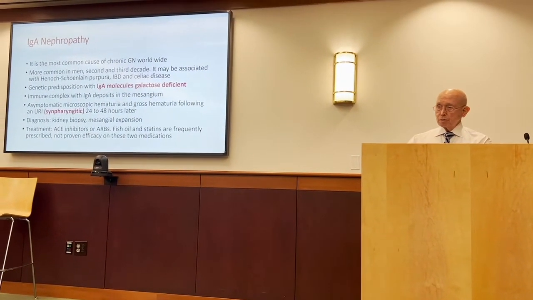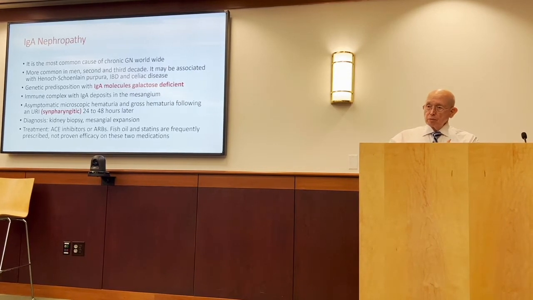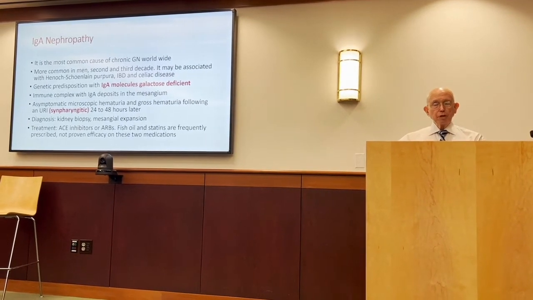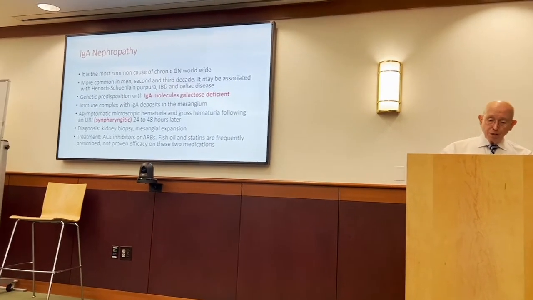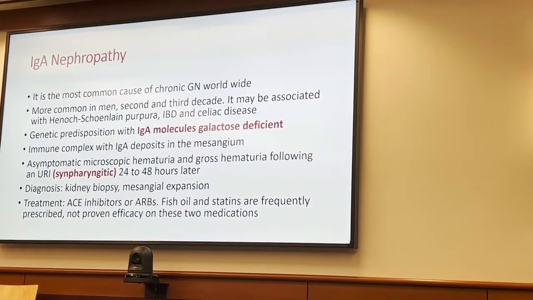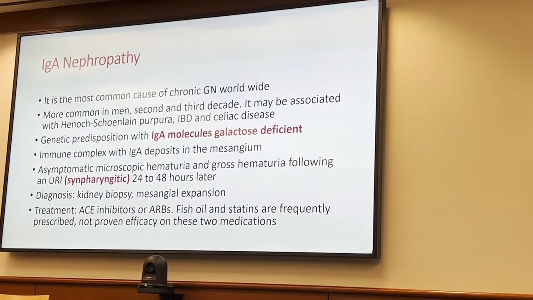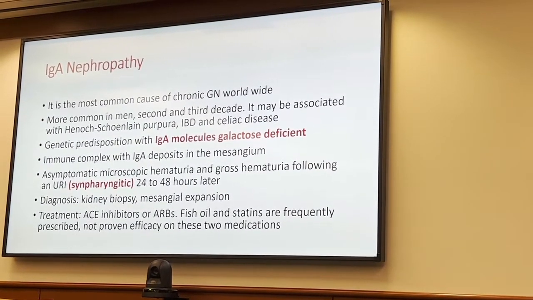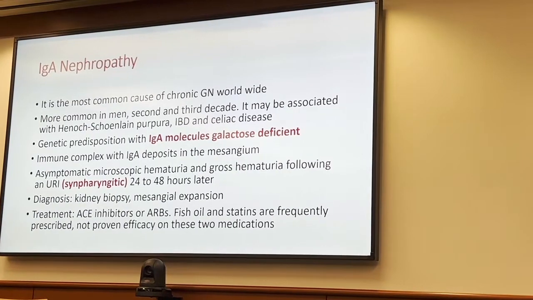Even when there are immune complexes, the C3 remains normal and the C4 too, because it happens a little bit more slowly, so there is time to compensate producing the complement. So the complement will be normal in these people. So asymptomatic microscopic hematuria and gross hematuria following an URI, synpharyngitic, 24 to 40 hours later. Kidney biopsy will show mesangial expansion. I'll show you an example. Treatment is really to treat mostly the proteinuria, ACE inhibitors, ARBs. And over the years, they have recommended fish oil and statins, even when it's a little questionable if they really do anything.